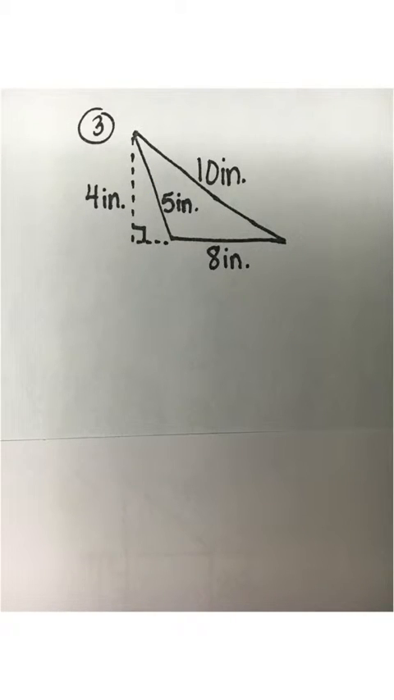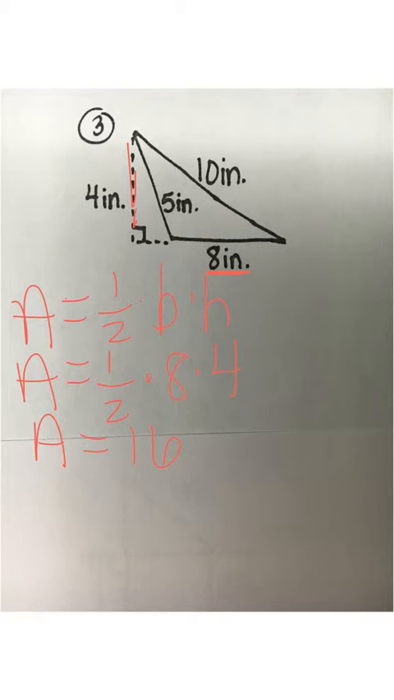Number 3, because you have an obtuse triangle, you needed to have the height drawn in. Your area formula is the same. It is 1/2 times base times height. Your base is down at the bottom with the 8 meters. So area will be 1/2 times 8 times the height that's drawn in to make the 90-degree angle, which is 4. Your area is 16. The label is inches, and because it's area, it's squared.